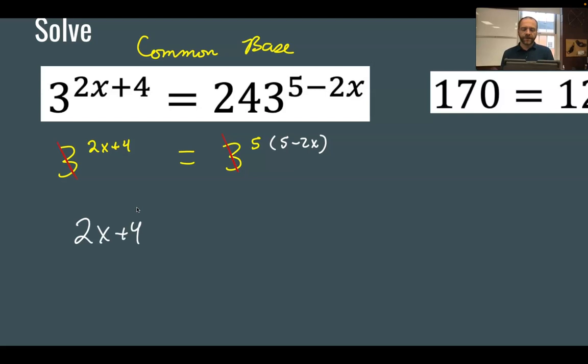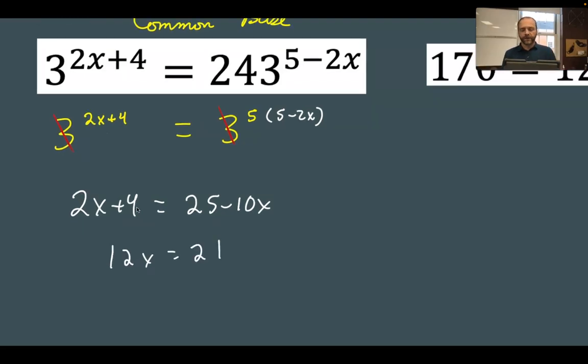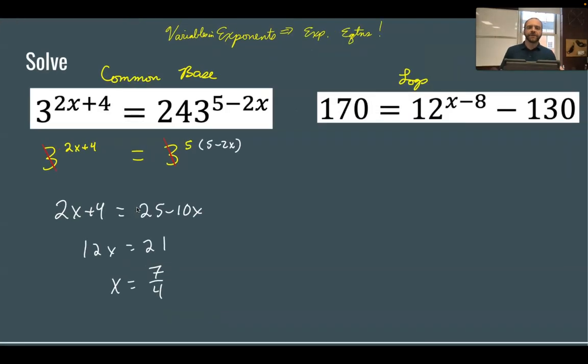2x plus 4 equals 25 minus 10x. I would add the 10x. I would subtract the 4 to get 21. And 21 divided by 12, they're both divisible by 3, 7/4. That's your answer. So that's the common base approach.